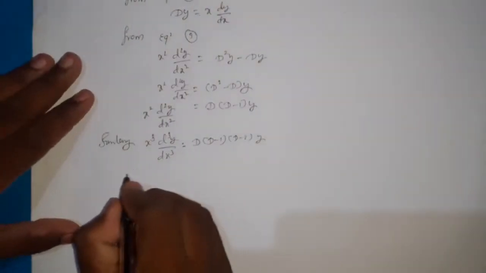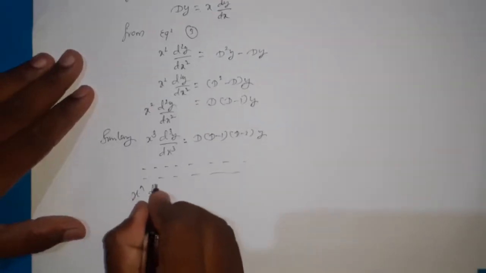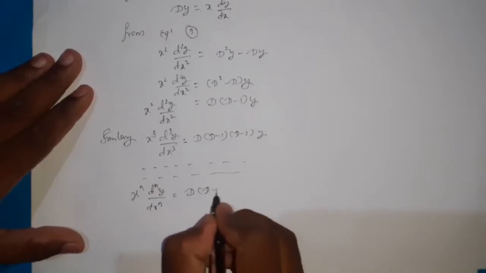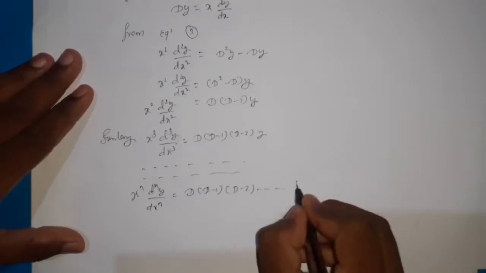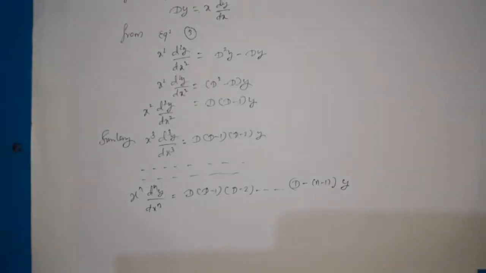So therefore, continuing like this, we can write x power n d power n y by dx power n, which is equal to D into D minus 1, D minus 2 and so on, D minus of n minus 1 into y. So that is the expression for the nth order derivative.